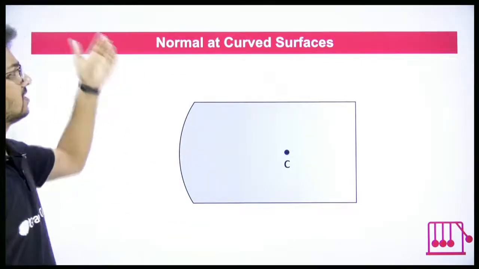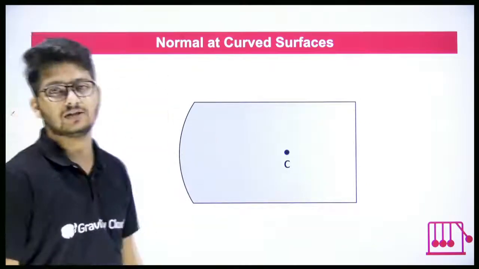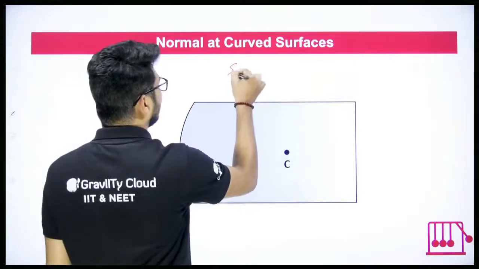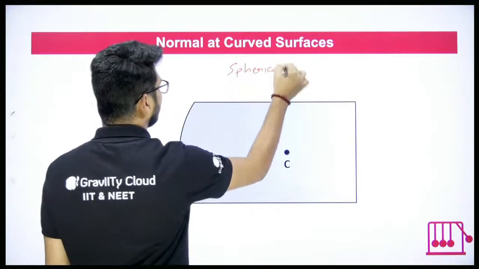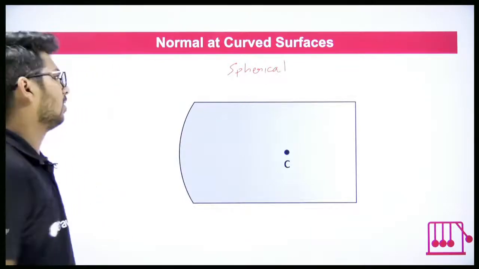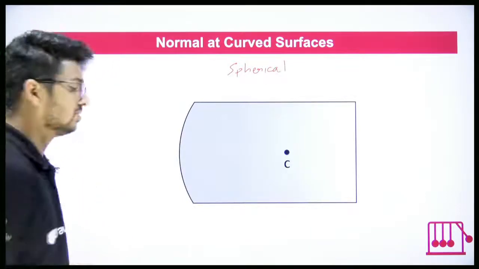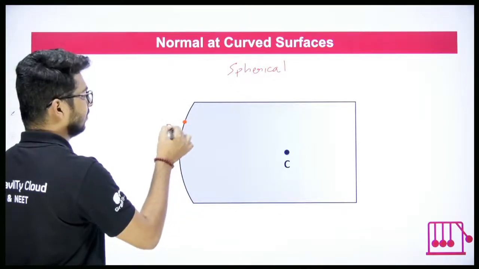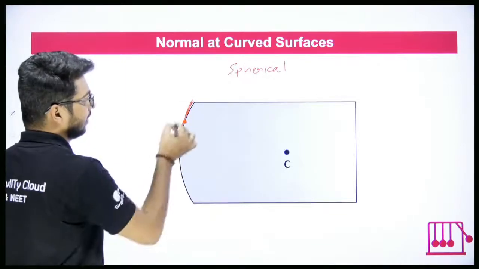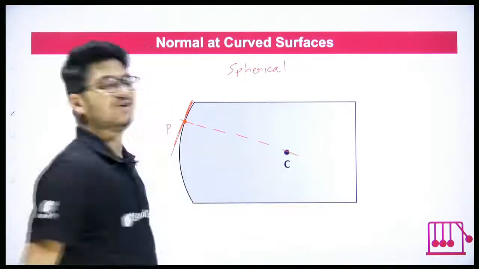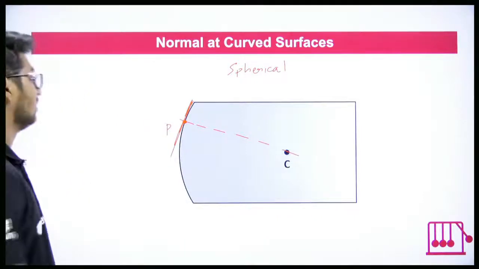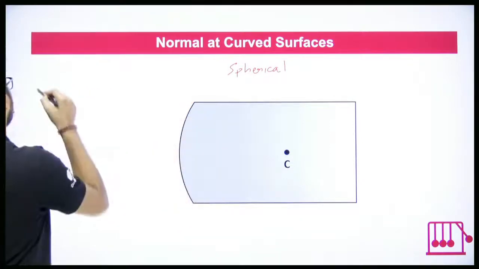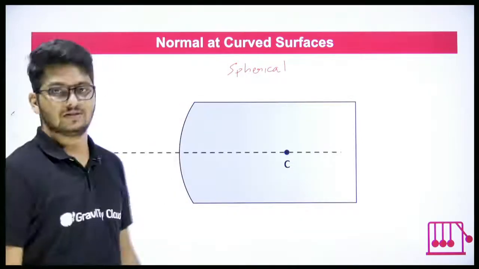So first of all, let's look at the normal at a curved surface. So again, we'll say normal at what? Spherical surface. We'll mostly take a spherical surface. Normal will be perpendicular to what? The surface. So at any point, if I take this point P, the surface would be the tangent, and perpendicular to the tangent would be the normal. Is that clear?